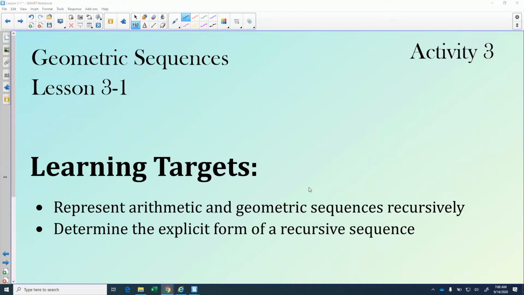Good day, everyone. Once again, we're moving along with the lessons, going into 3-1. Today, our goal is to talk about arithmetic or geometric sequences based off the recursive form, and then to actually determine the explicit form of a recursive sequence, okay?